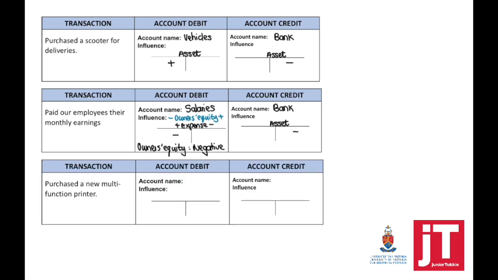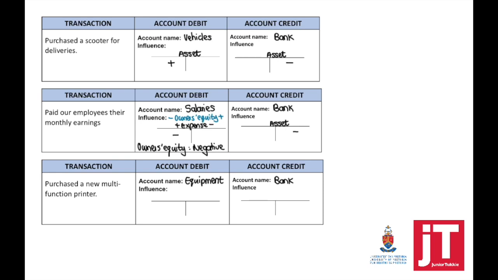Purchase a new multifunction printer. Now don't get confused. When we're purchasing printing paper, that is regarded as stationery. But now we've purchased a printer. That printer is going to be shown as equipment. This is a non-current asset and money went out of our bank account.